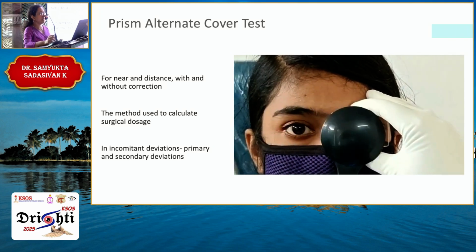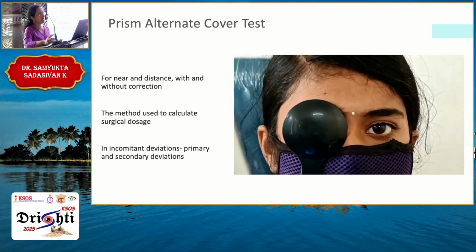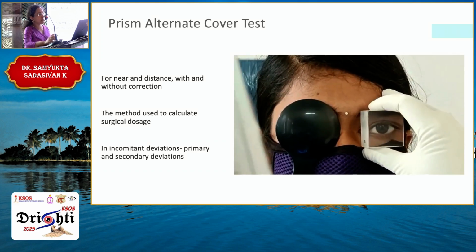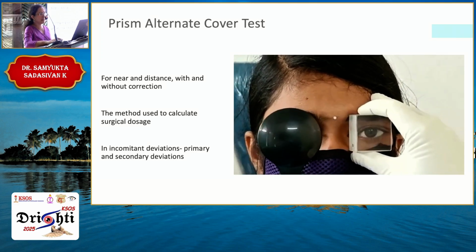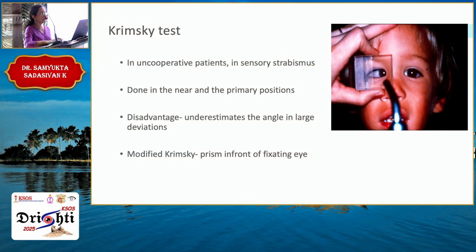In incomitant deviations, you need to do this with the prism first placed in front of the right eye, then in front of the left eye, and thereby you assess the primary and secondary deviations. Do not miss the patterns.